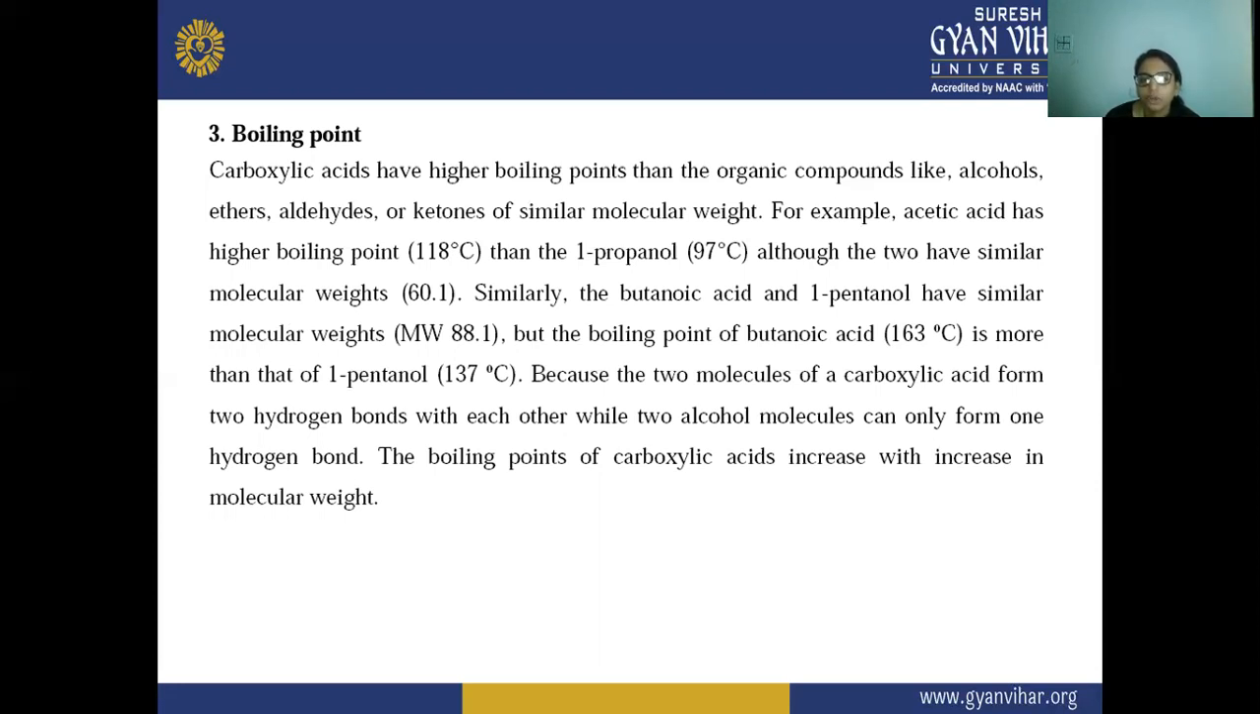Similarly, butanoic acid and 1-pentanol have similar molecular weight, but the boiling point of butanoic acid is 163 degrees centigrade, which is more than that of 1-pentanol. Butanoic acid is a carboxylic acid, and 1-pentanol is your alcohol, and this alcohol and carboxylic acid both have the same molecular weight, that is 88.1.